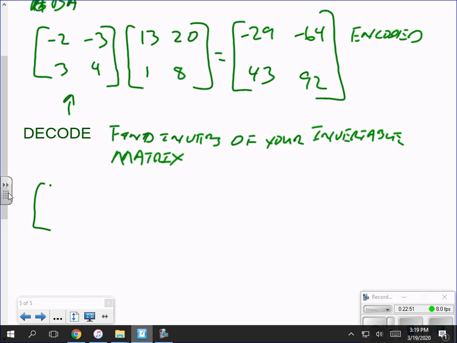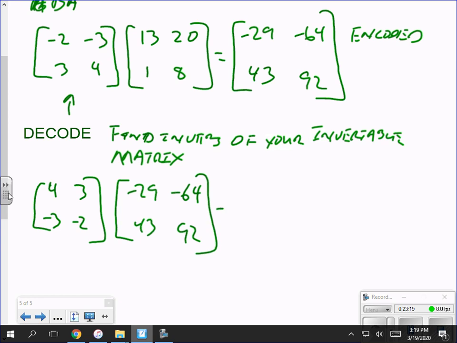The inverse of that one ends up, because what's my determinant on this one? It ends up being -8 minus -9, which is 1. So it's 1 times, you swap them and change the sign. So that would be 4, -3, 3, and -2. And you multiply it times our encoded matrix, -29, 43, -64, and 92. And you multiply those two together. And look what we get. We got our original ones out. We get M, A, T, H. Bingo, we're done.